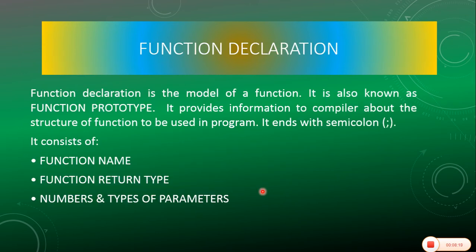Next is the function declaration. The function declaration is the model of a function. It is also known as the function prototype. It provides information to the compiler about the structure of the function to be used in the program, and it is always ended by a semicolon. It consists of function name, function return type, and numbers and types of parameters.